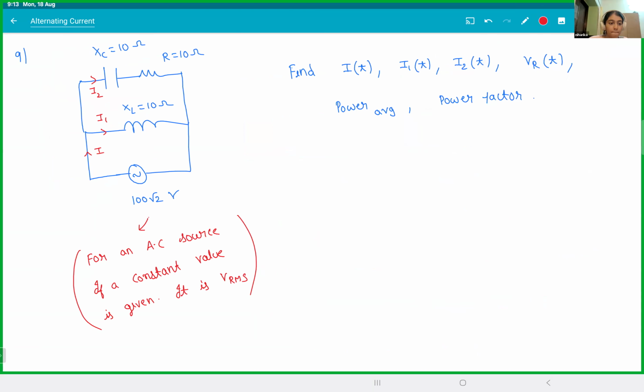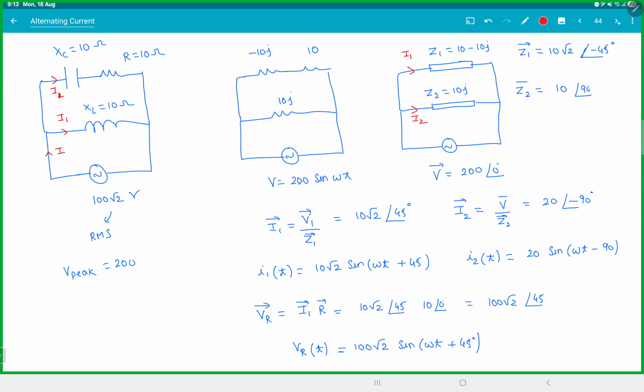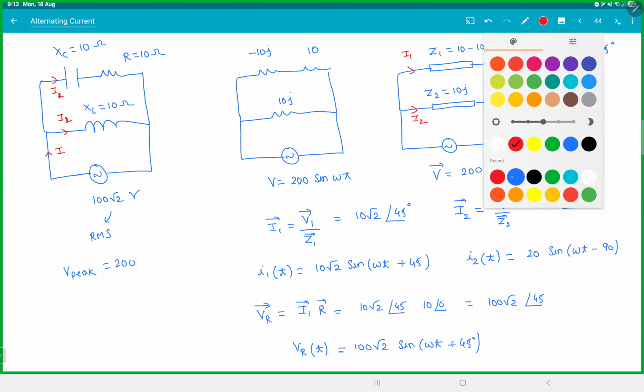Sorry, it was my mistake. Okay, let's change it. No, what you're saying is right. Okay, I took I1 and I2 up and down. Then fine, we got the same thing. Any doubts still here?